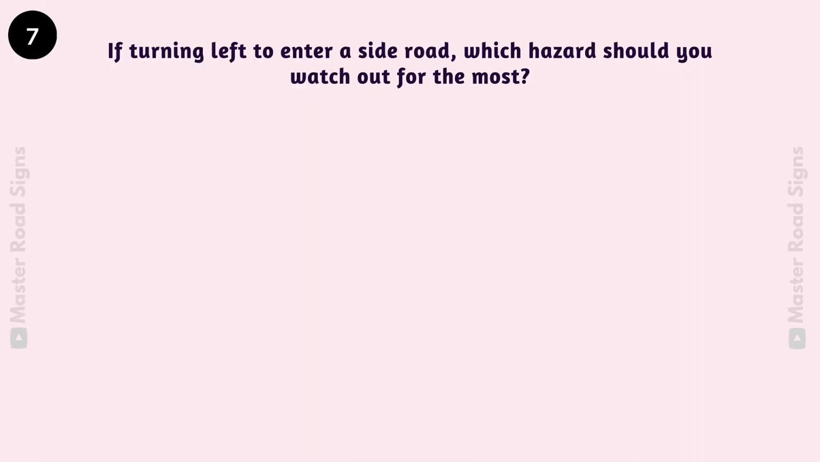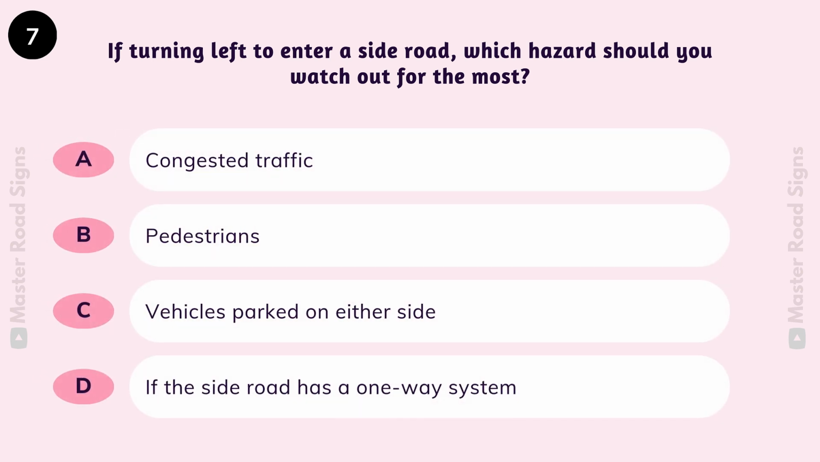Question 7. If turning left to enter a side road, which hazard should you watch out for the most? A. Congested traffic. B. Pedestrians. C. Vehicles parked on either side. D. If the side road has a one-way system. The answer is B. Pedestrians.